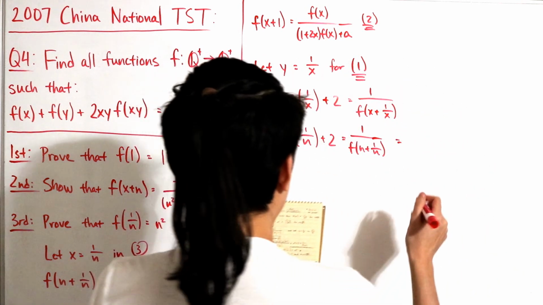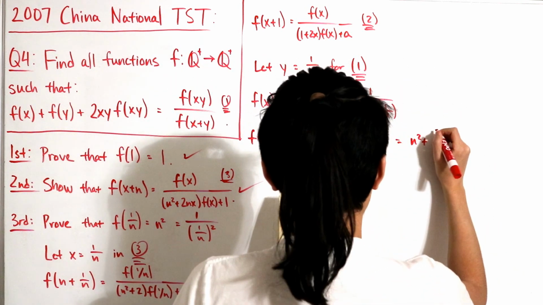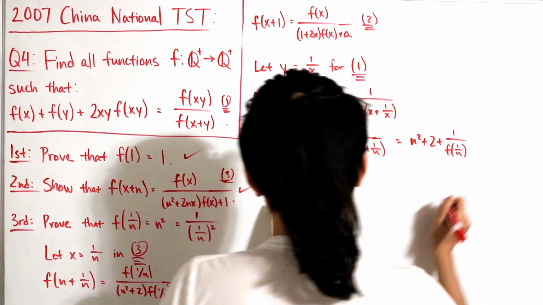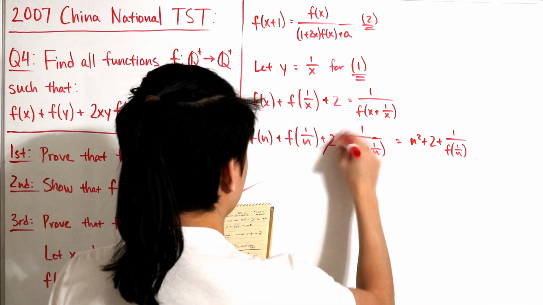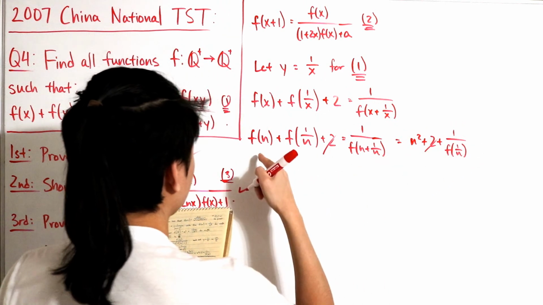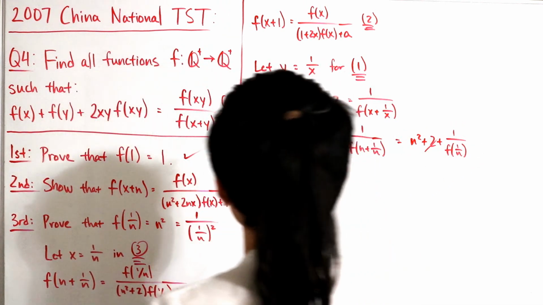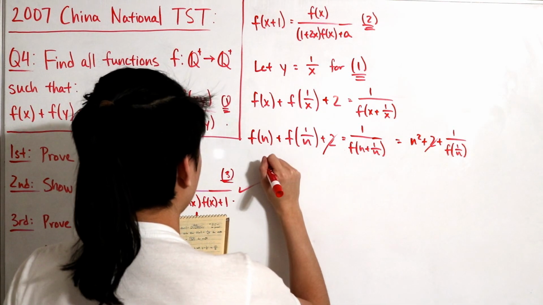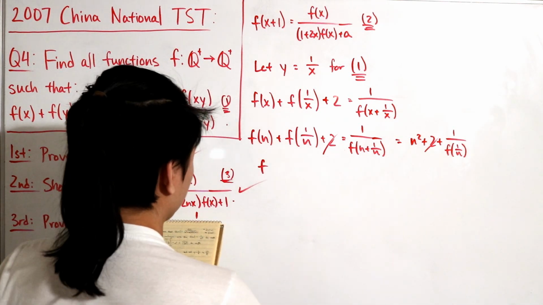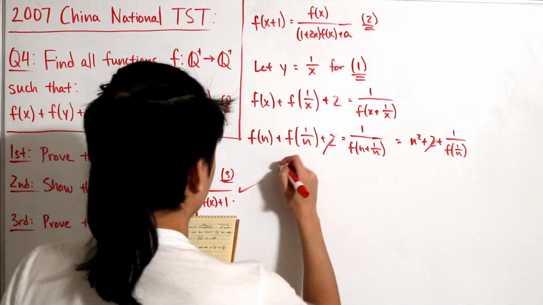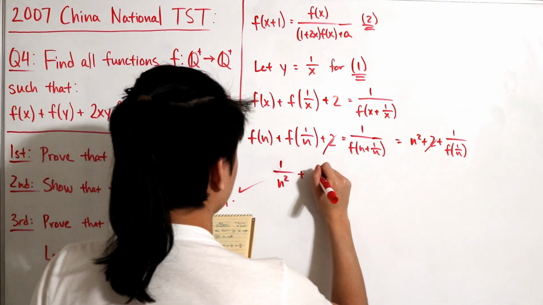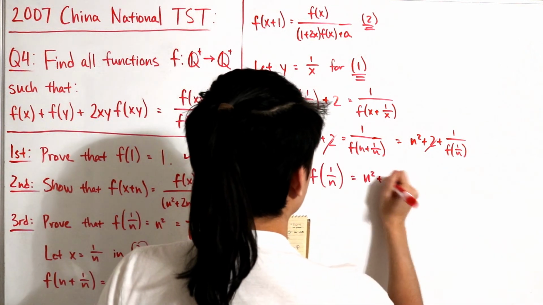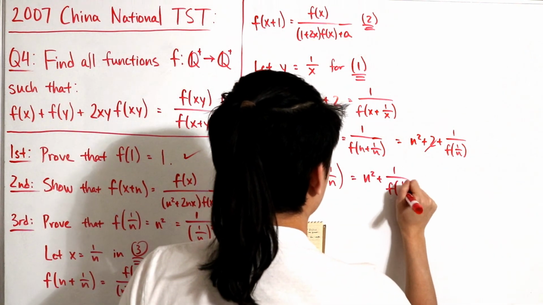So now we would have n squared plus 2, and then plus 1 divided by f of 1 over n. Notice that the 2's will just cancel each other out, so there's an f of n, which we just showed was equal to 1 over n squared. So I'll replace this with 1 over n squared, add this with f of 1 over n, and this is just equal to n squared plus 1 over f of 1 over n.